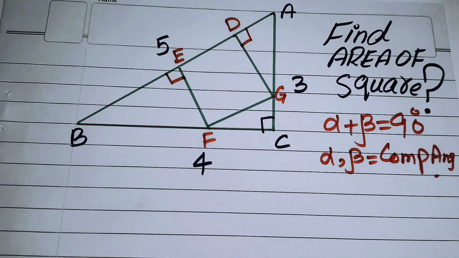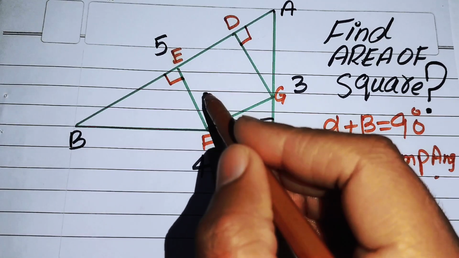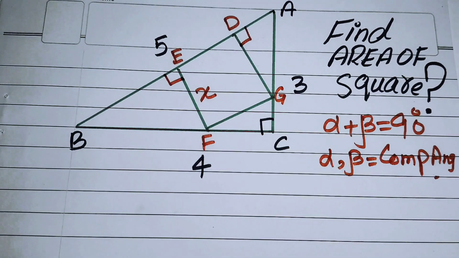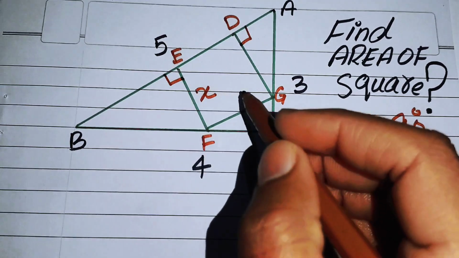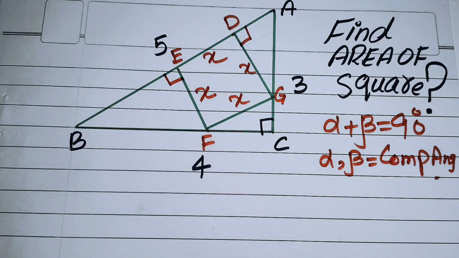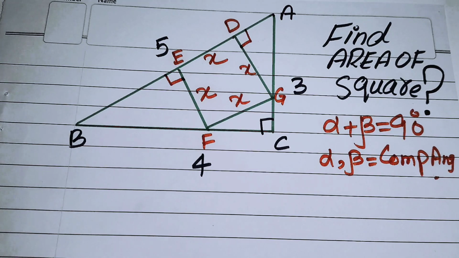Now in the square DEFG, we name the length of the side x, because you know that the length of each side of a square is the same. So if the length of one side is x, it means that all the other sides are also x. After that we use the definition of similar triangles.